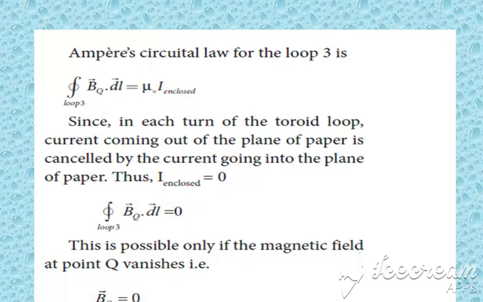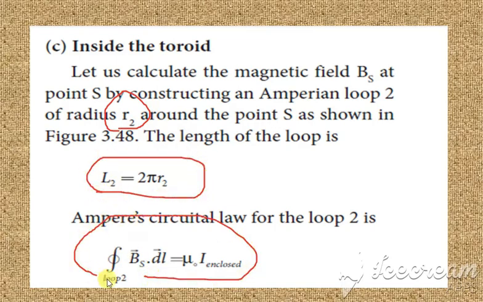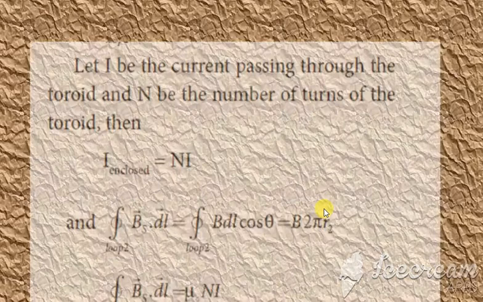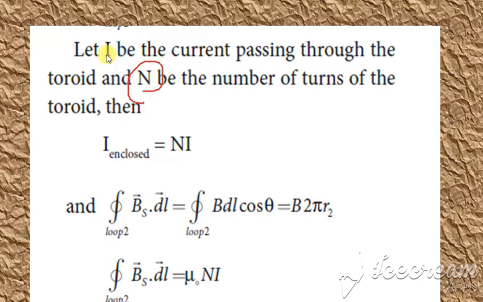Now the last condition is on the toroid. Let us calculate the magnetic field at the point S. The radius is R2, so L2 is equal to 2 pi R2. Consider the equation, integral of B dot dl is equal to mu naught into I. Now, the current I enclosed is given by N into I, because we are taking the number of turns into the current.